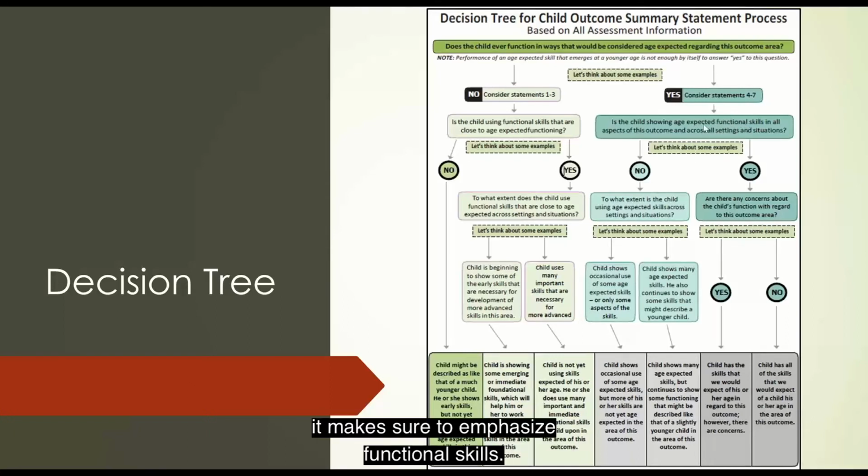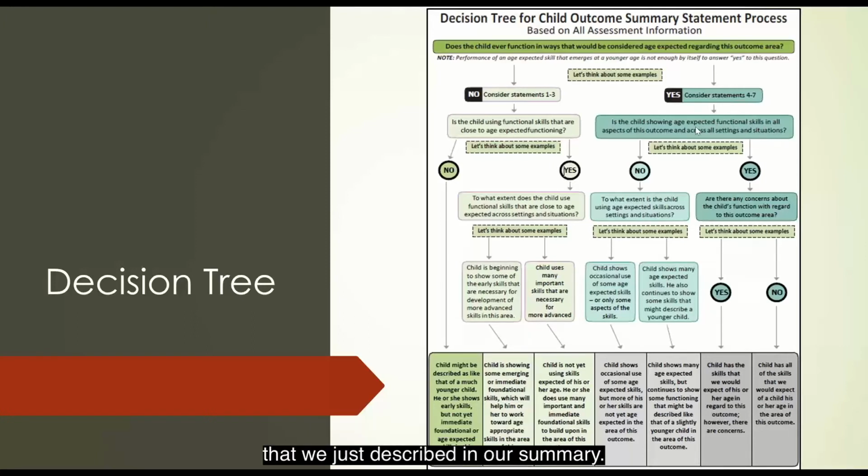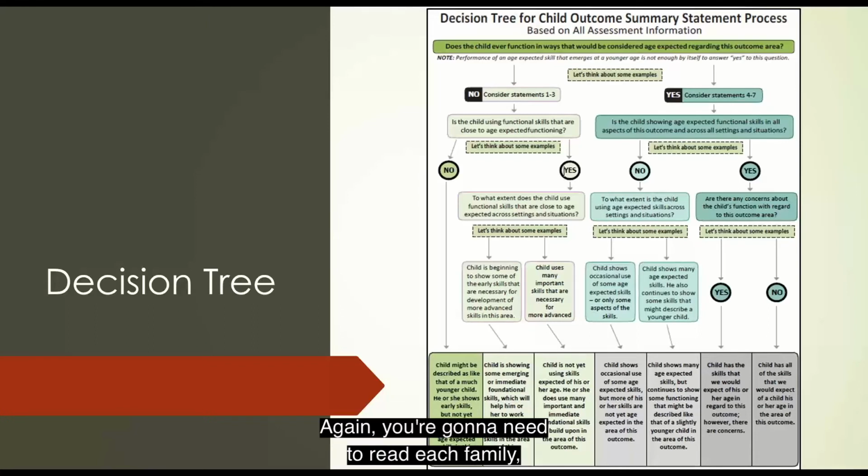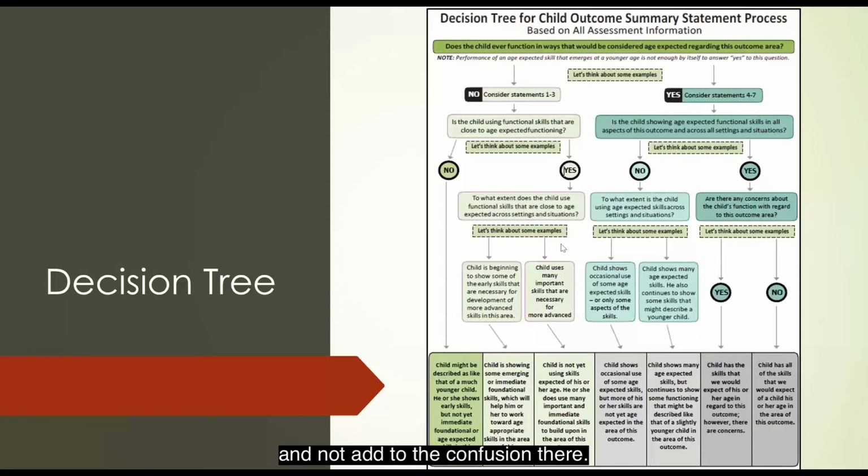And seeing here, it makes sure to emphasize functional skills. So we're talking about the skills that we just described in our summary. We're not just talking about some isolated skills that we got from an evaluation. This is how functional they are and how it operates within their routine. If you're doing this virtually, you could potentially put this up on the screen share and then help navigate the family through there if you think that would be helpful. Again, you're going to need to read each family, use your judgment on what's going to be helpful and not add to the confusion there.